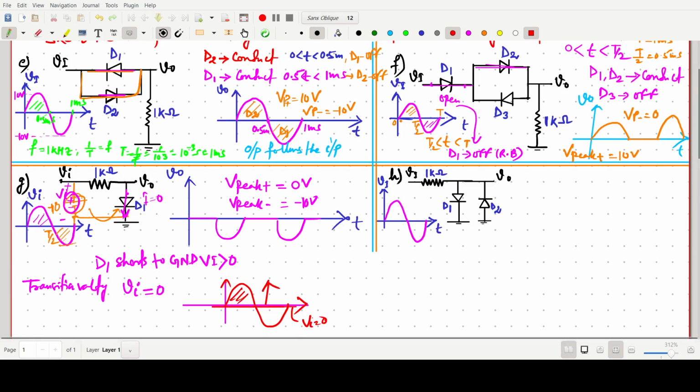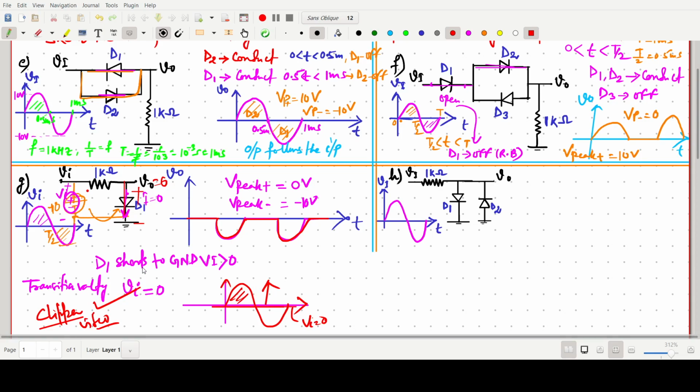So when it conducts, this value will be 0 volt. And when it does not conduct, it will appear the same as the negative voltage. So it will be better to explain like this. In my clipper video, many numericals based on this concept are already covered, using transition voltage. For more detail, you can also go through the Boylestad book.